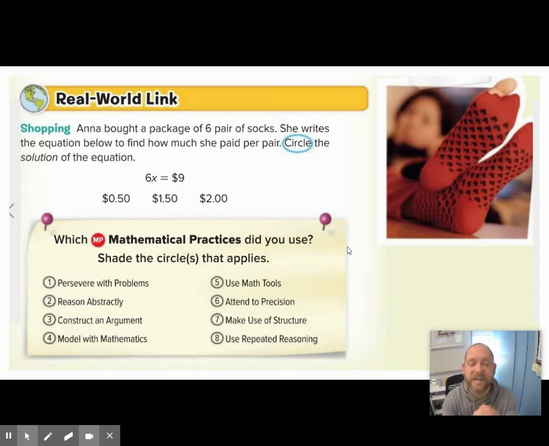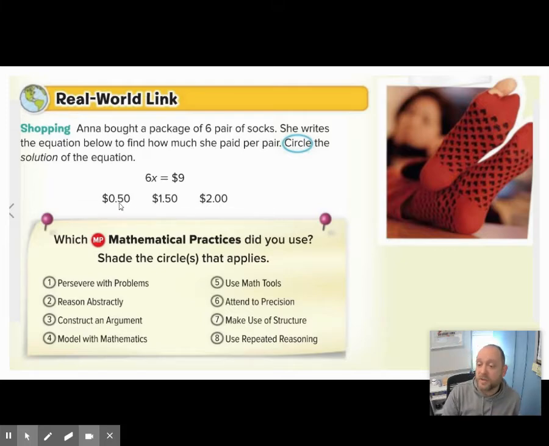Okay, hope you paused the video. Here we go. Well, there are a number of different ways I can do this. I can plug these numbers in. I can do 6 times 50 cents, or 0.50. I could multiply that by 6 and get an answer. If that didn't work, I could move on to my next one and then move on to the next. That's one option you could use.